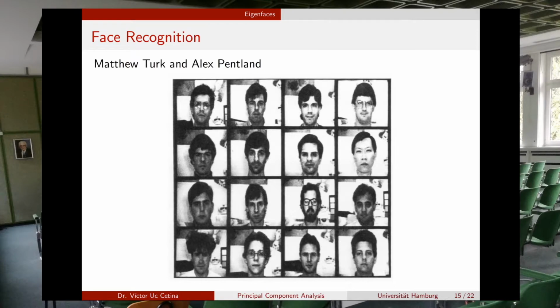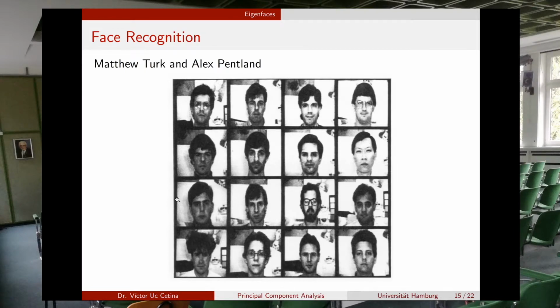So there is a very interesting application, and it was a very popular one when this work was published some years ago, and it is called Eigenfaces. The idea here is to recognize faces, and this method is based on PCA. You need to compute eigenvectors, and since the eigenvectors represent faces, they decided to name it Eigenfaces.